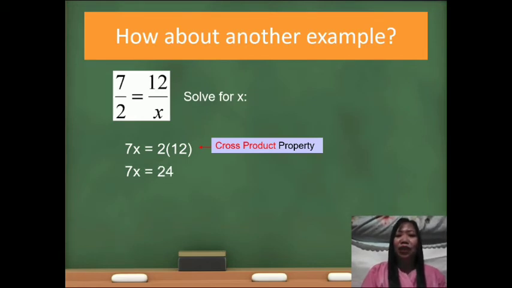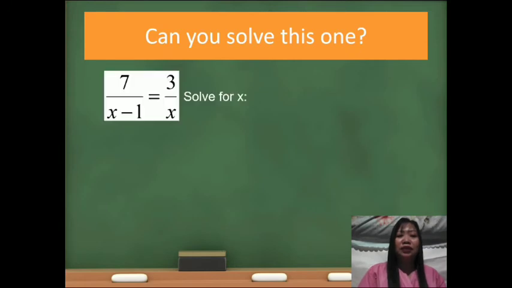Yes, it is 24. So 7x is equal to 24. Next, we need to divide both sides by, very good, 7. So by dividing both sides by 7, we have x is equal to 24 over 7. Can you solve this one?